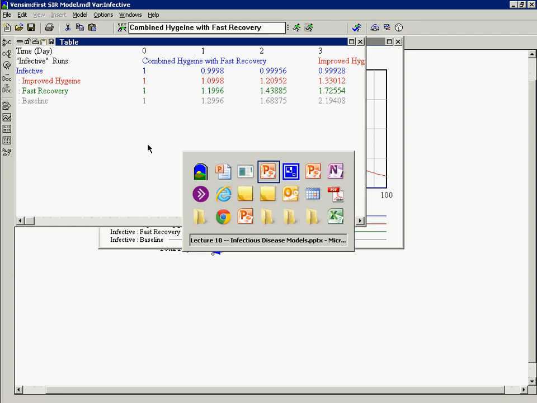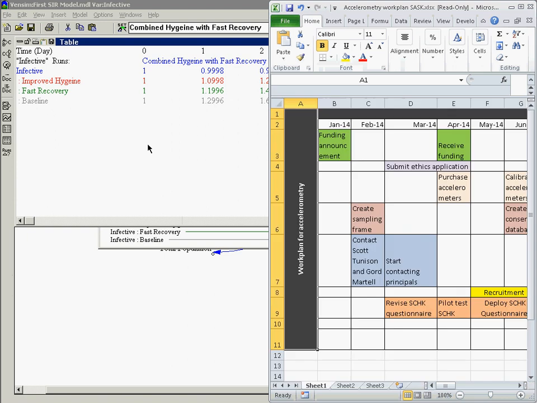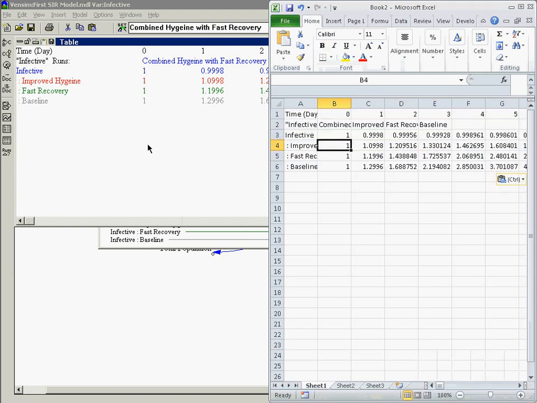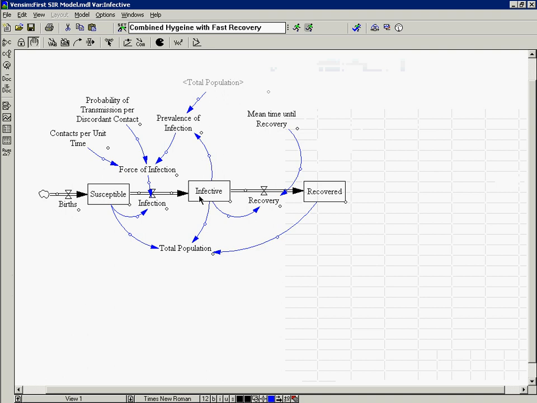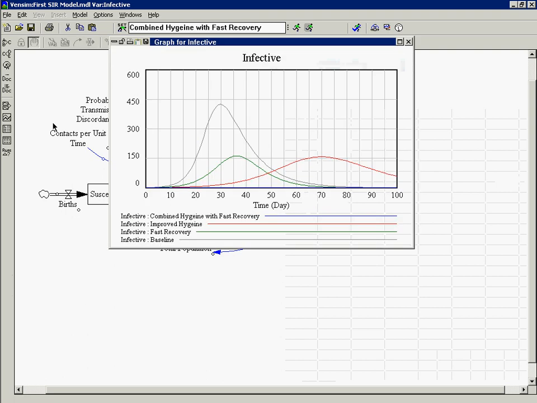Okay, so what's going on here? The whole is greater than the sum of the parts. We can't simply take half of the hygiene, half of the faster treatment, and combine them and expect to get the effect of the combined intervention. No, ladies and gentlemen, it doesn't work that way. This is a nonlinear system. And what's happened here is that we've pushed the system into a situation where the infection does not spread. It's just not efficient enough to spread.